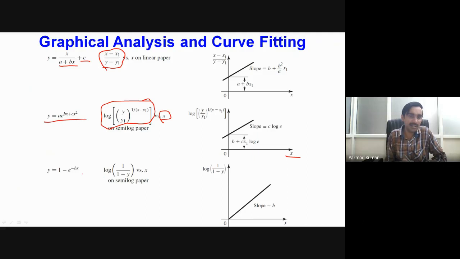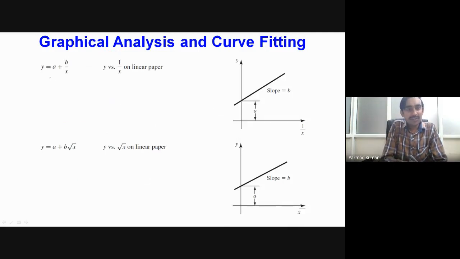And you can see one clear distinction over here: if we have anything involving an exponential, generally we need to plot that on semi-log graph paper. If we have any algebraic expression, normally we can plot it on linear scale. And if we have any expression involving powers, we have to plot it on the log scale.